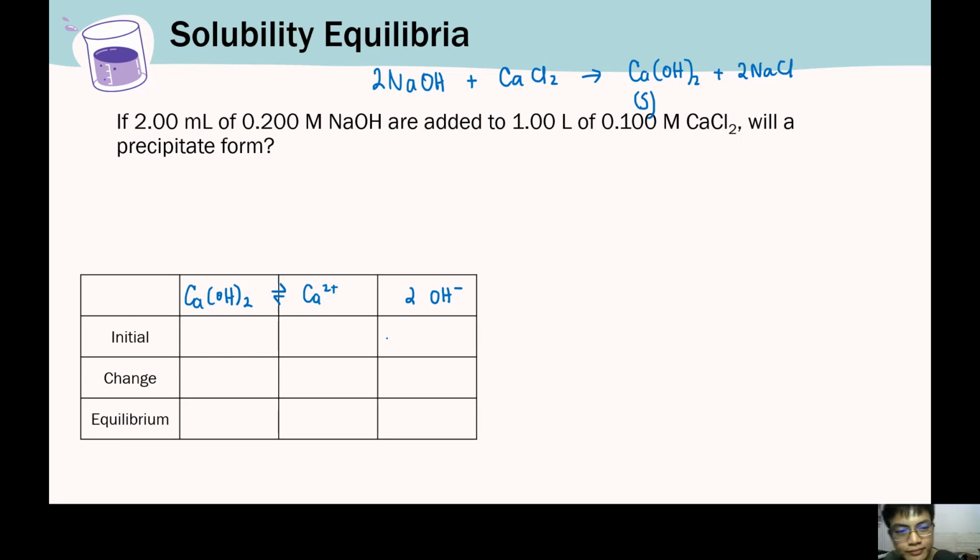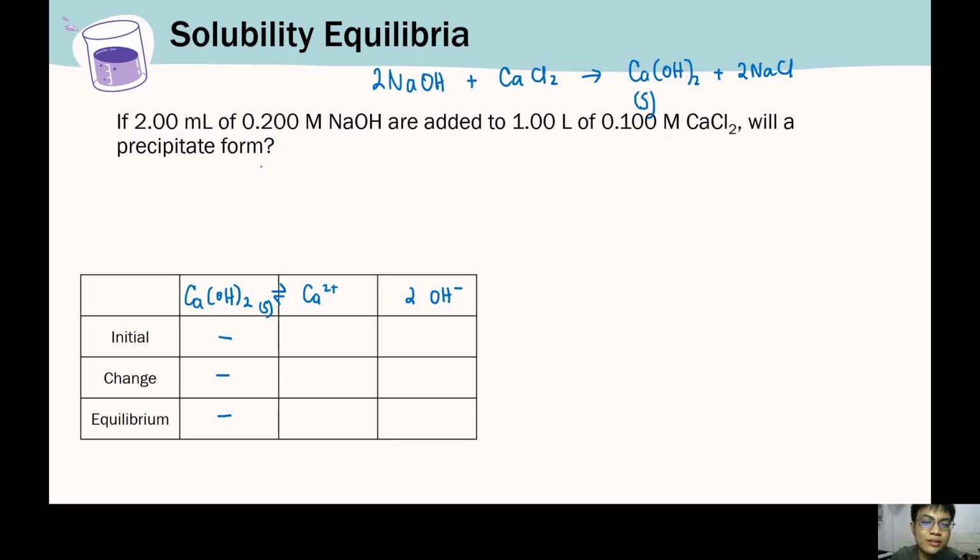So, let's look at the initial concentrations. Okay? May binigay na tayo na initial amounts. Okay? So, ano yung initial amounts? For hydroxide, ito. And then for chlorides, ito. Okay? So, paano natin siya gagawing concentration?